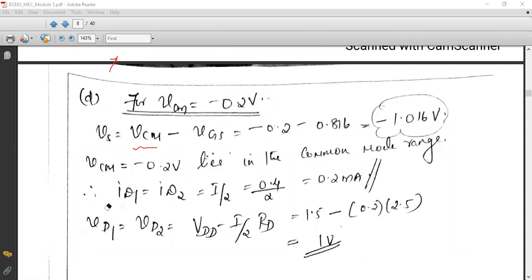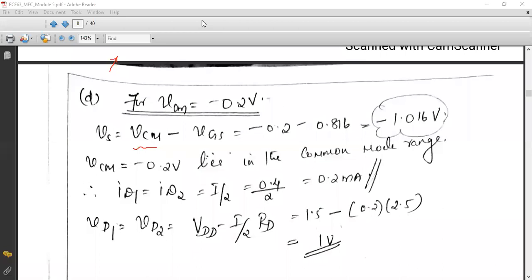So in this numerical problem, for all the sub cases, we have worked according to the condition, right? That is the VCM max and VCM min condition. But what happens if the condition is violated? Can anybody tell me what happens when the condition is violated? Then it will be in which mode? It will be in the differential mode.